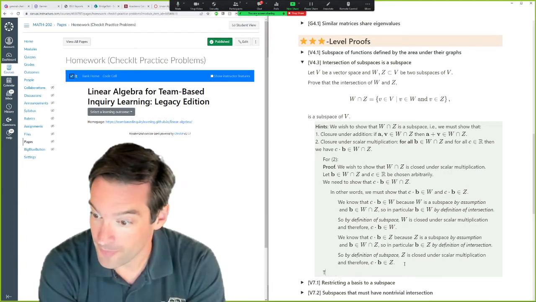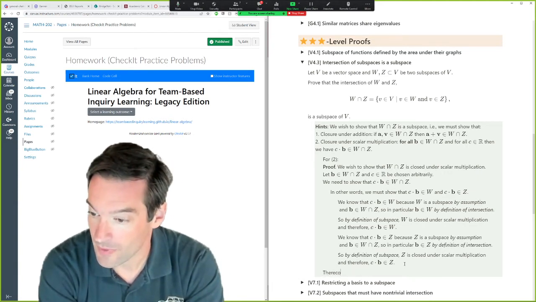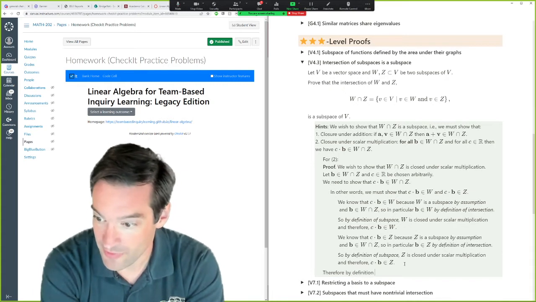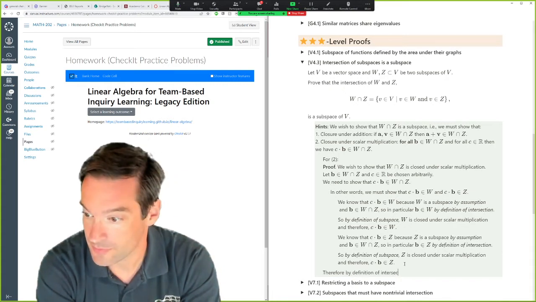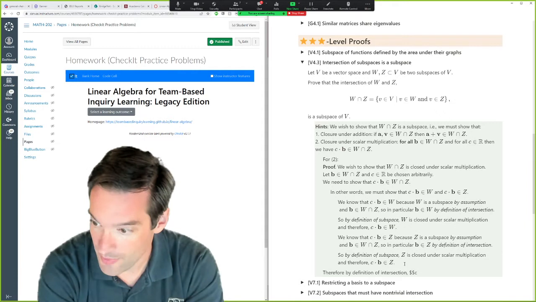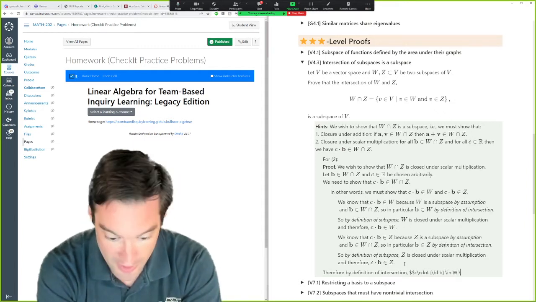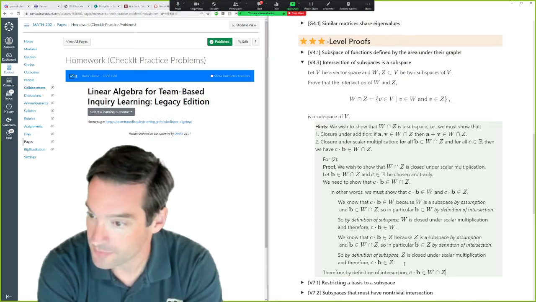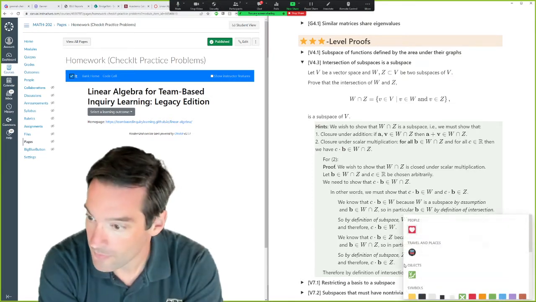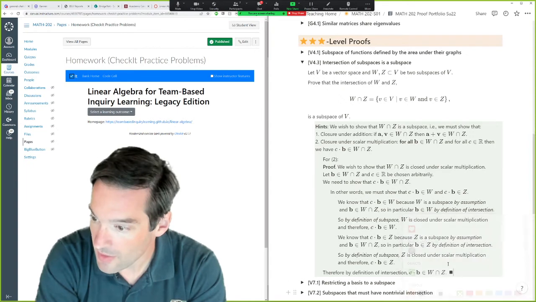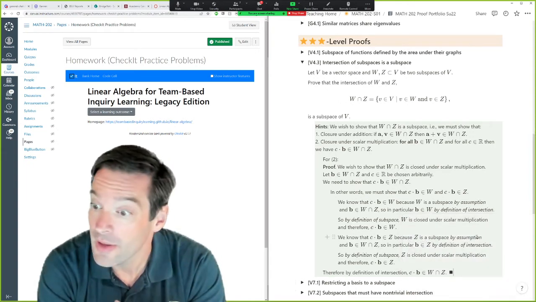So therefore, by definition of intersection, c times b belongs to the W intersect Z. And that concludes that portion of the proof.